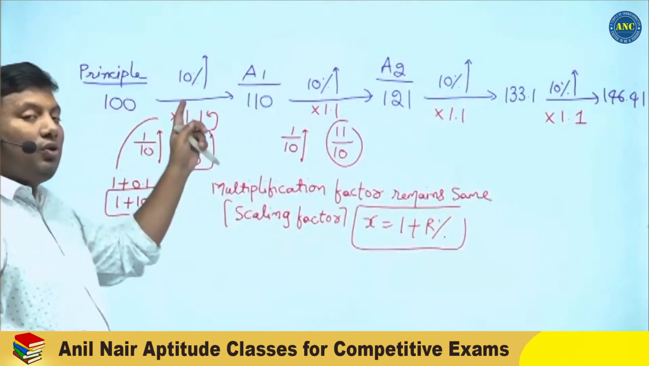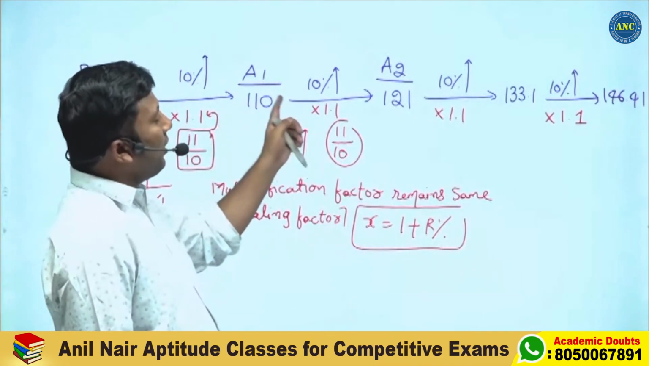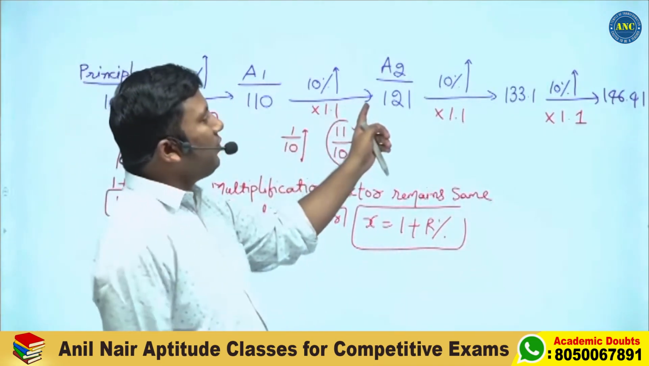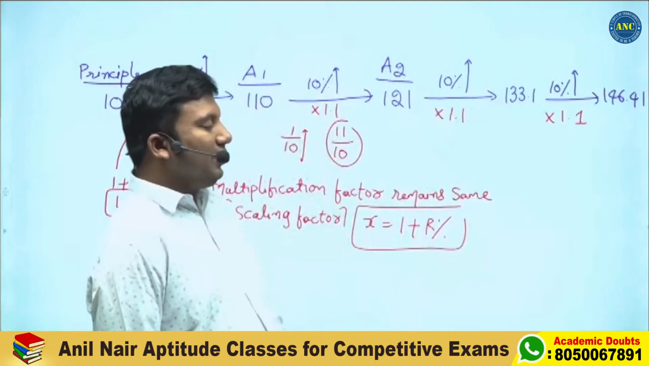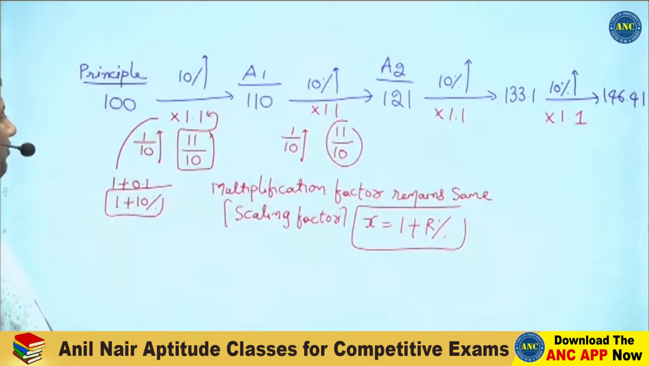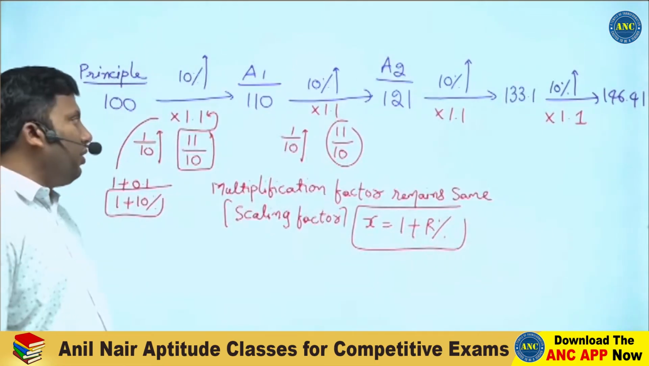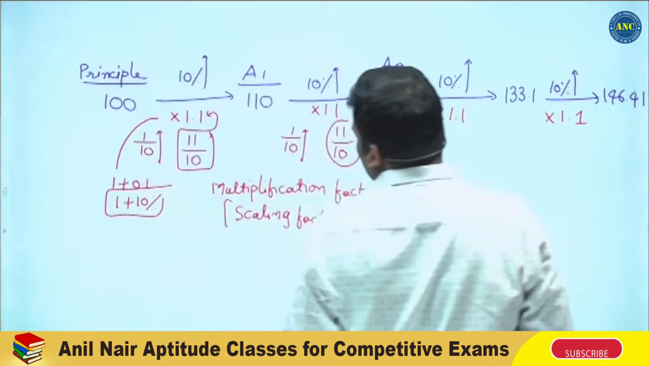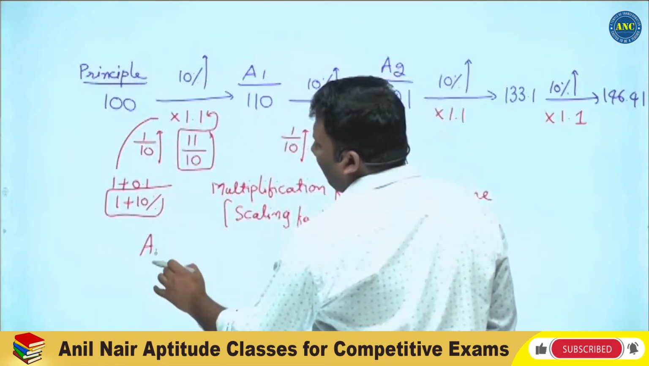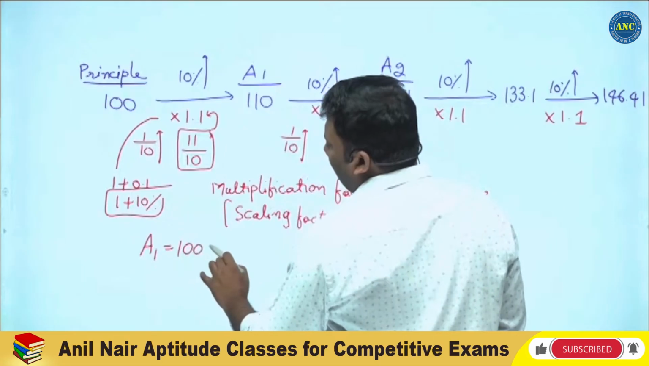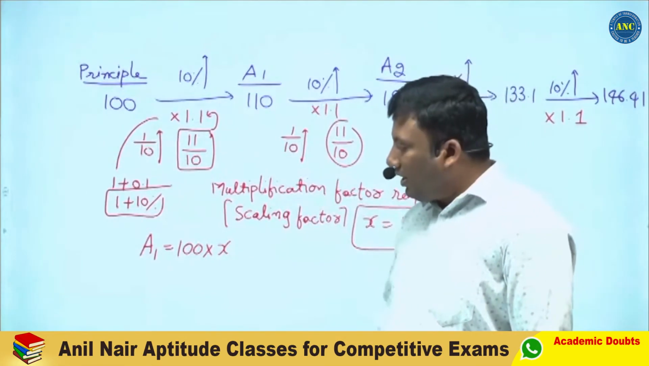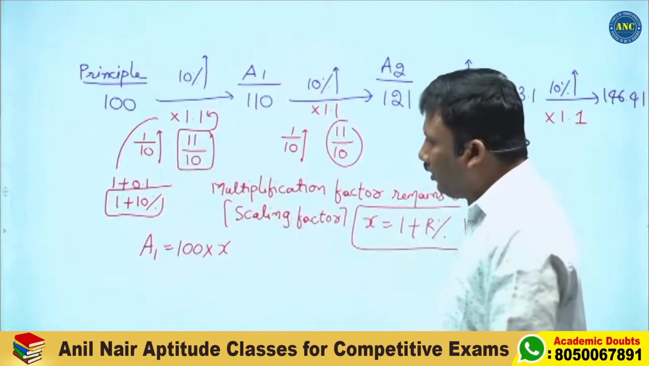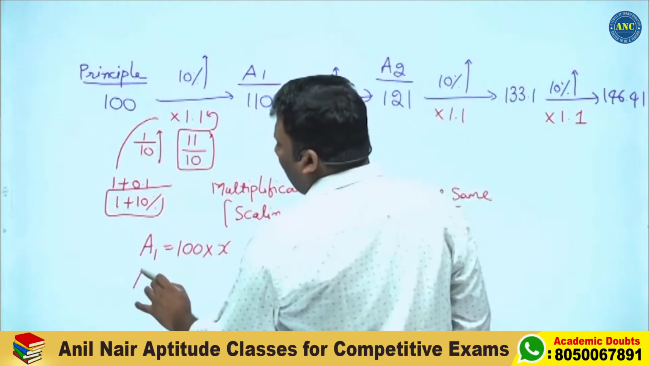100 into 1.1 is 110. 110 into 1.1 is 121. 121 into 1.1 is 133.1. The multiplication factor is 1.1 and it remains the same. Now if you see here, the amount after the first year on 100 is multiplied by X. Are you all with me? On 100 it is multiplied by X. X is 1.1.